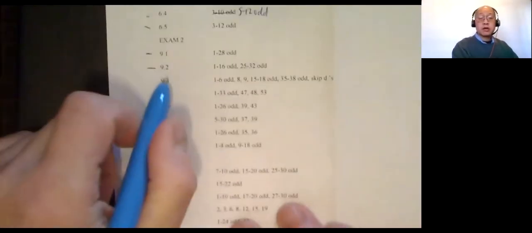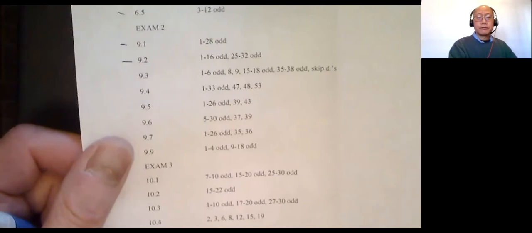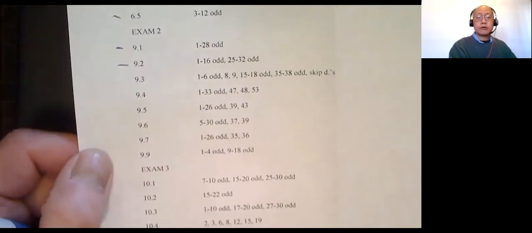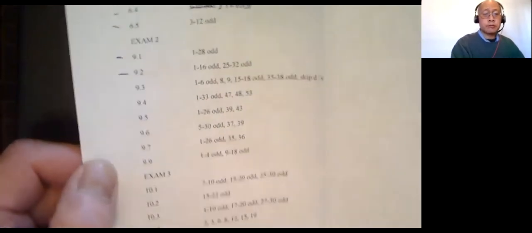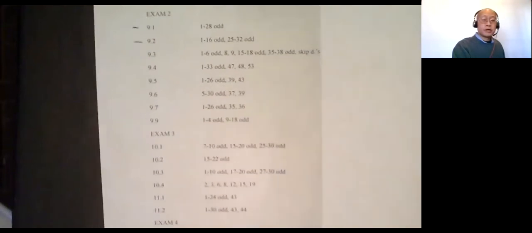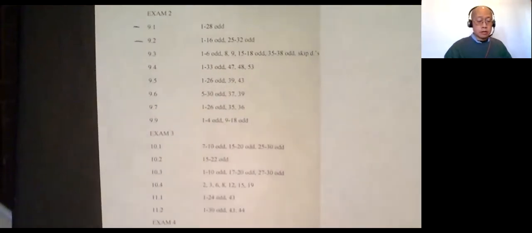Right, so we're on to the next section, 9.2. We're doing calculus now, the bare bones of calculus. Okay, so 9.2, 1 to 16 odd, 25 to 32 odd. I'll finish that today, and then I'll give you a quiz on 9.1, which I hope you'll find is not too difficult, especially since you get to help each other out with it.